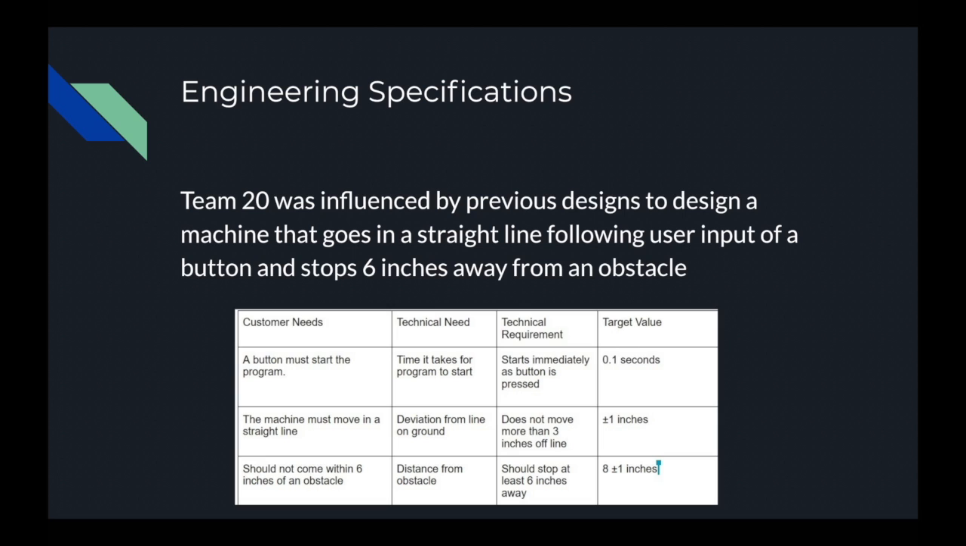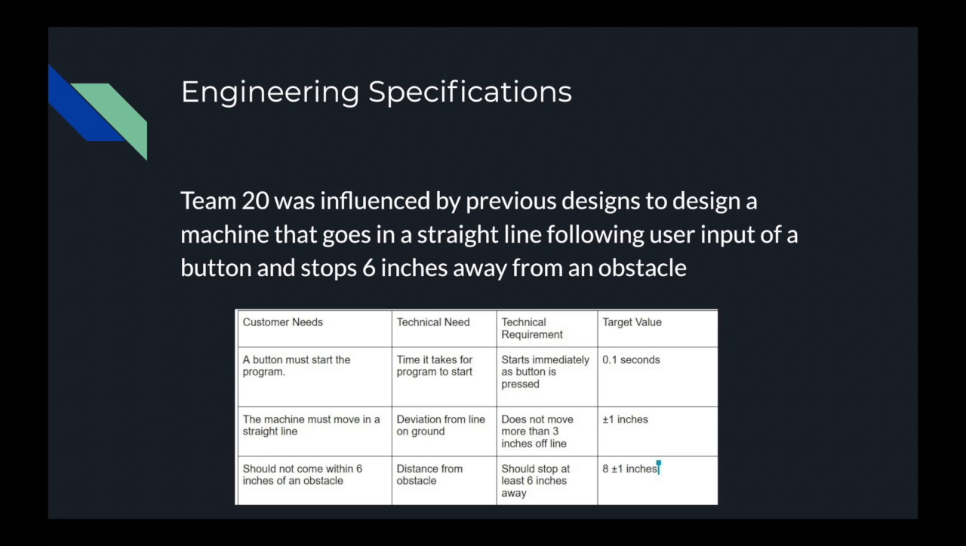Team 20 was influenced by previous designs to design a machine that goes in a straight line following user input of a button and stops 6 inches away from an obstacle. The customer needs were: a button must start the program, the machine must move in a straight line, and it should not come within 6 inches of an obstacle.